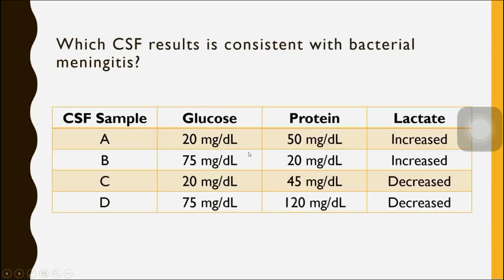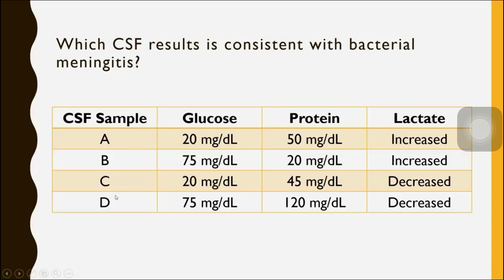Next, which CSF results is consistent with bacterial meningitis? So again, ang basic result natin for bacterial meningitis, okay, we have markedly decreased CSF glucose. Again, if may markedly decreased CSF glucose, mataas naman yung lactate. Again, ano ang mga WBCs na makikita mo for bacterial meningitis? We have neutrophils, predominantly neutrophils natin, di ba? Okay, so saan kaya dito yung tamang sagot? A, B, C, or letter D?